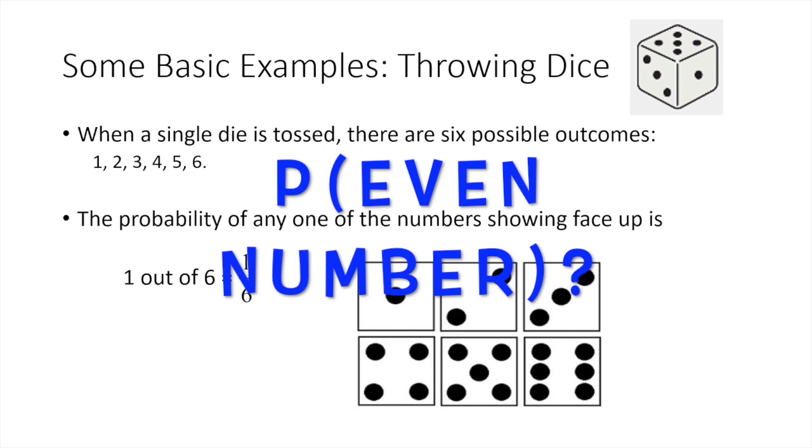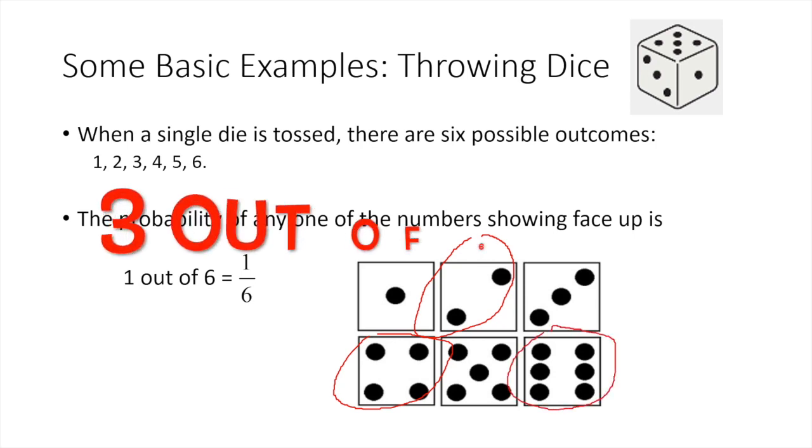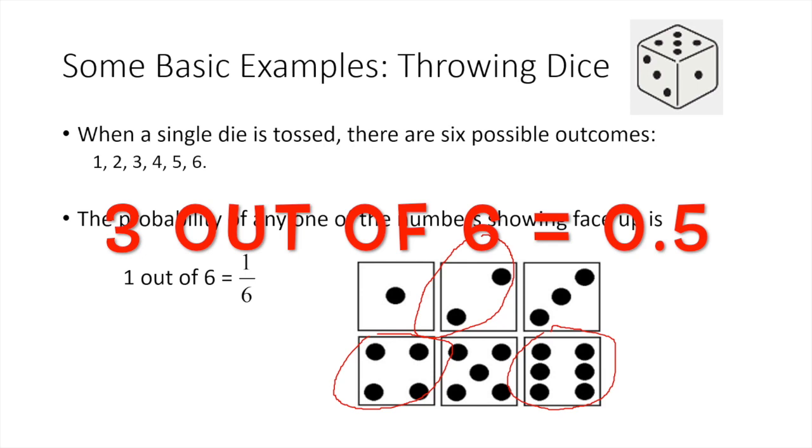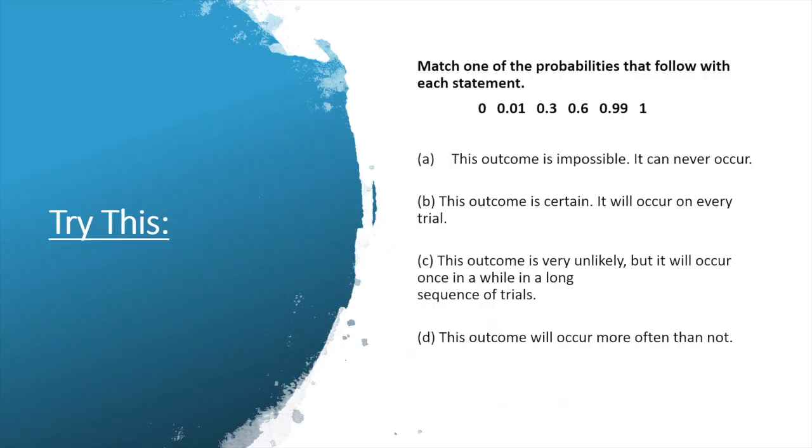Well, for that, you have to look at which ones are my even numbers. So I'd have 2, and I'd have 4, and I'd have 6. So then just count those up. 1, 2, 3. 3 out of 6 would be 1/2. And so as we get more complicated, we'll progress with more details like that.